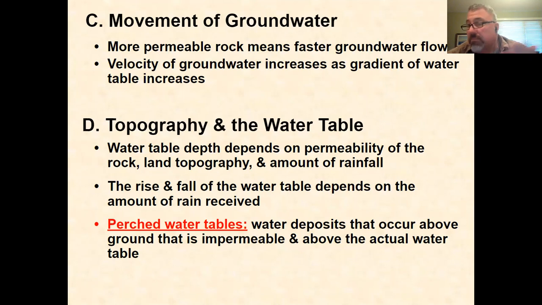Now, sometimes we have situations where we have what's called an impermeable rock layer. In other words, water can't move through it. And so it develops this little area that holds water, kind of like a pond underneath the ground. And it's called a perched water table.